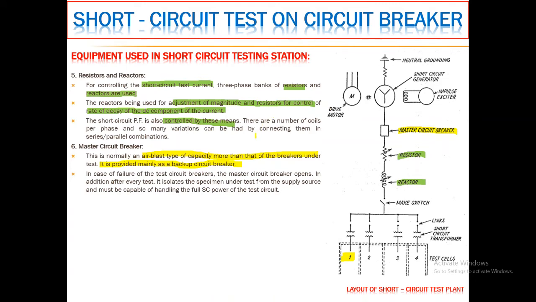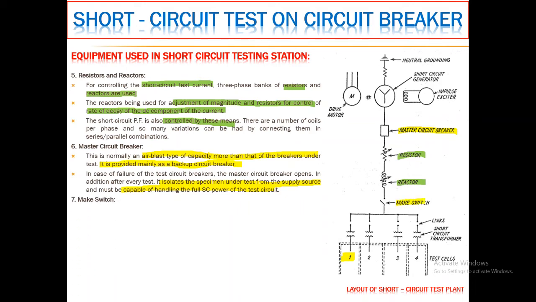In case of failure of the test circuit breaker, the master circuit breaker gets opened. In addition, after every test, it isolates the specimen under test from the supply source and must be capable of handling the full short circuit power of the test circuit.